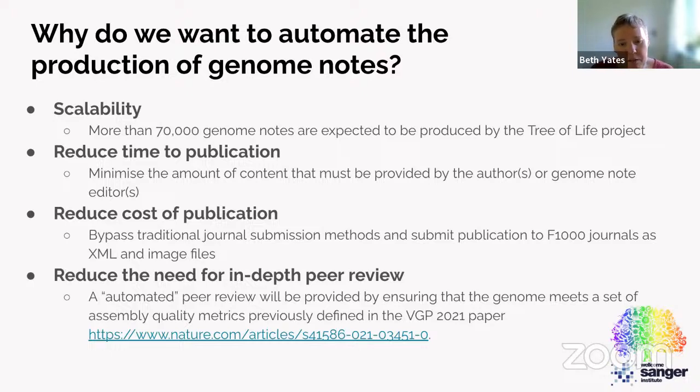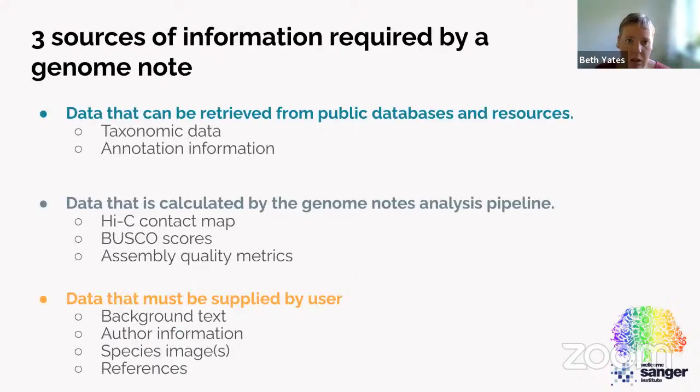And we also want to reduce the need for in-depth peer review. So as part of the Genome-Note, we calculate a set of assembly quality metrics based on some metrics that were defined in the Vertebrate Genomes Project 2021 paper. And we believe that these metrics can act as an automated peer review. So if the assembly meets all of the standards that have been set out, we can reduce the number of manual reviews that are needed for each Genome-Note. And if you want to read more about that, there's a link to the VGP paper here. I can share these slides after this, I'll add them to the Gitpod after the session.